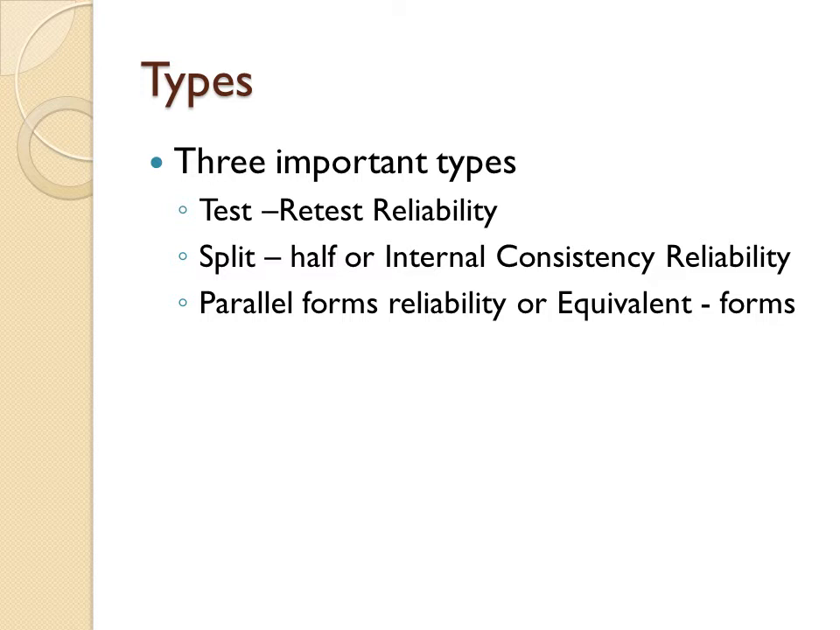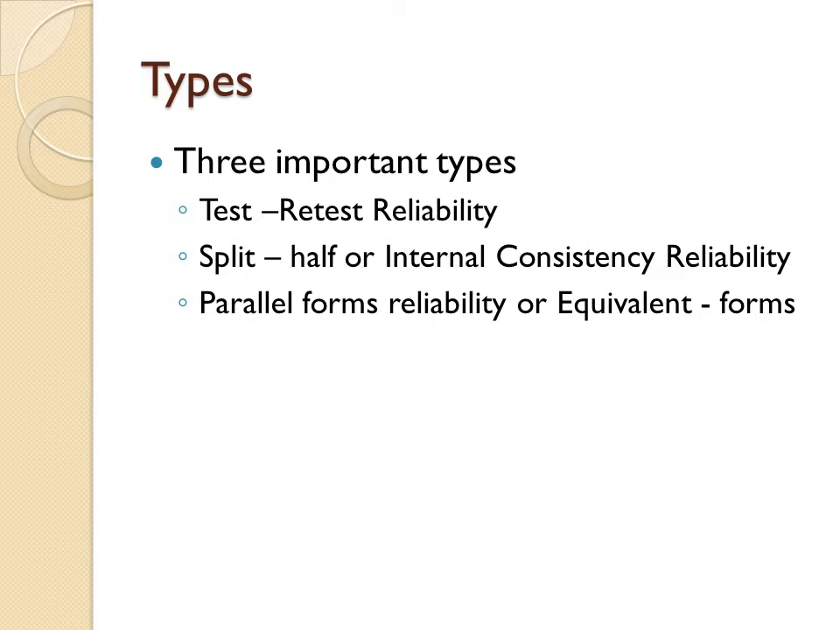All right. Now there are three important types of reliability. So we have the test retest reliability, the split half or internal consistency reliability, and the parallel forms reliability or equivalent forms. So just a preview, the test retest focuses on the consistency of scores in a given time, in a specific period. So after 6 months, the test should yield the same or consistent scores.